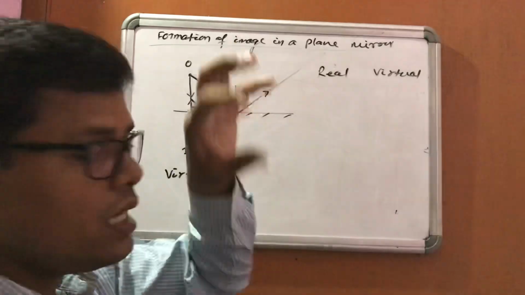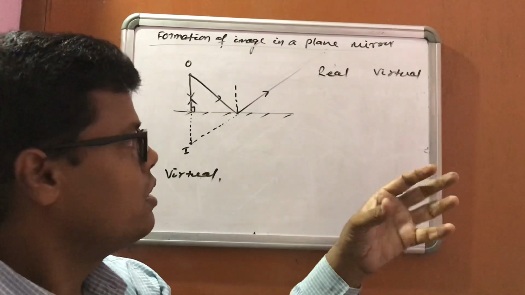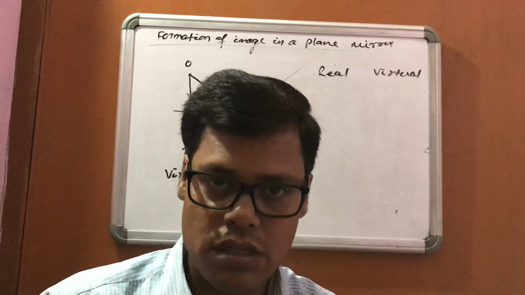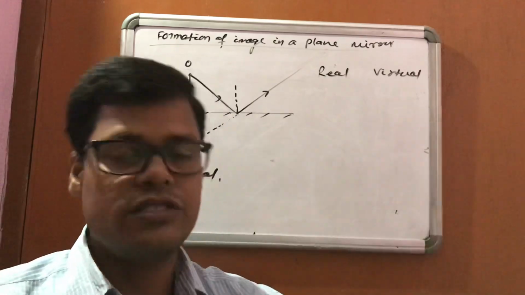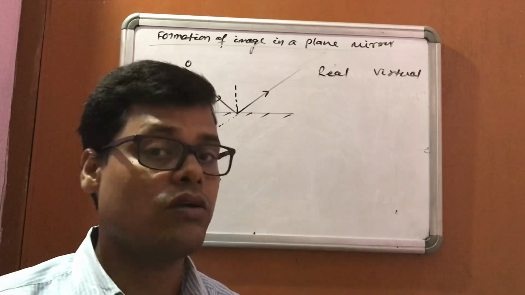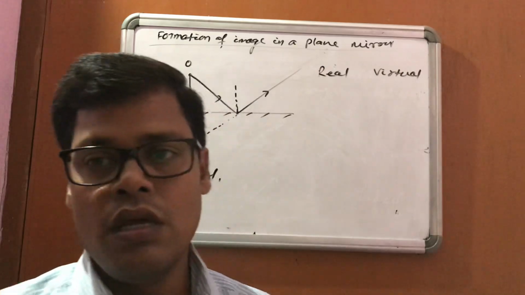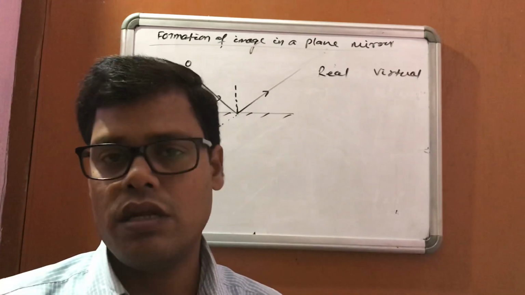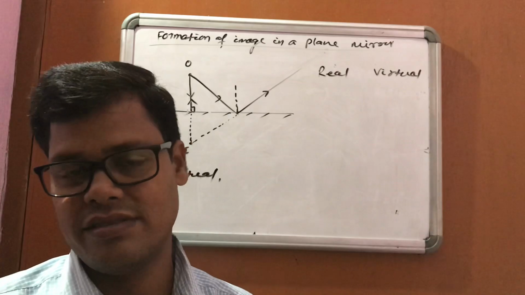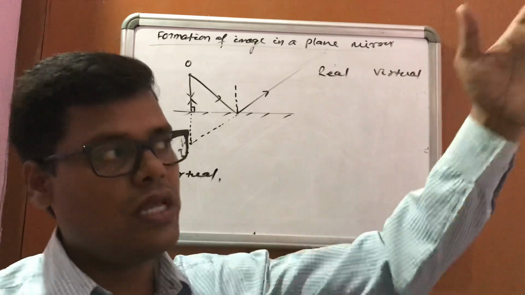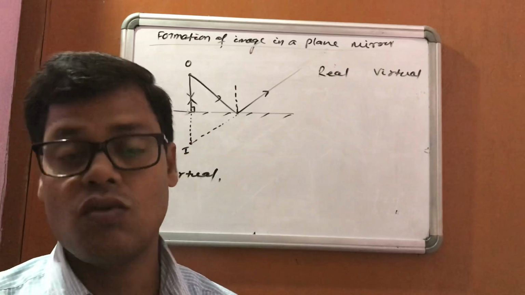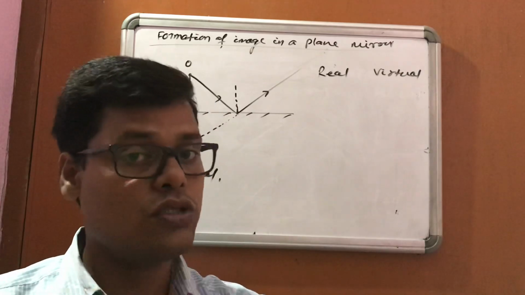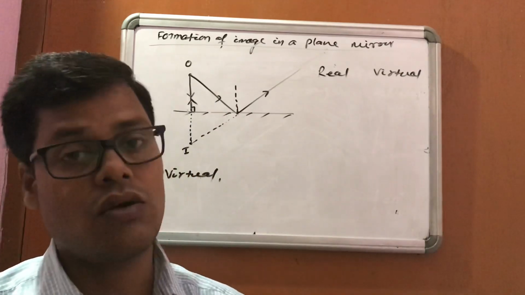Remember, any image which can be taken on a screen is known as a real image. Here I must ask one question. It will be cleared in the chapter on the human eye and the colourful world. We can see an image only when it is formed on our retina. But the image formed in a plane mirror is virtual, it cannot be taken on a screen, so how are we able to see it? Remember, this question will be clarified in the chapter on the human eye and the colourful world.